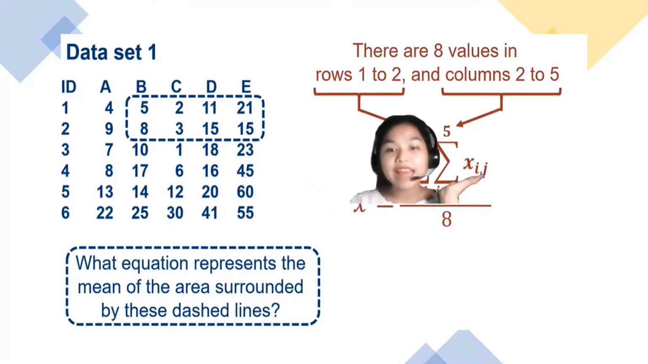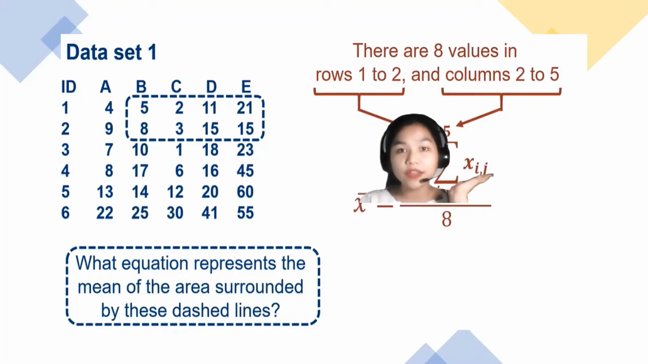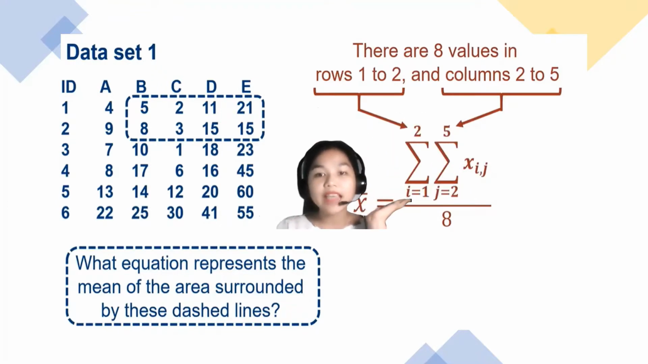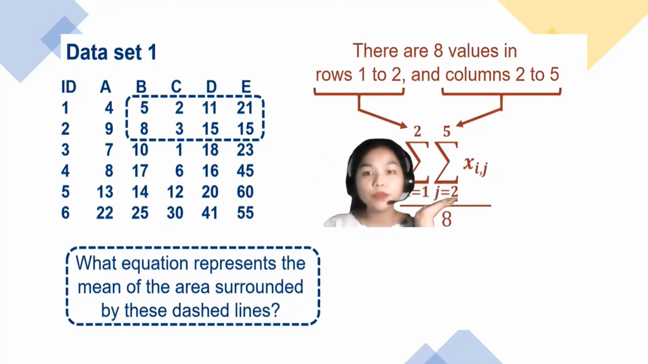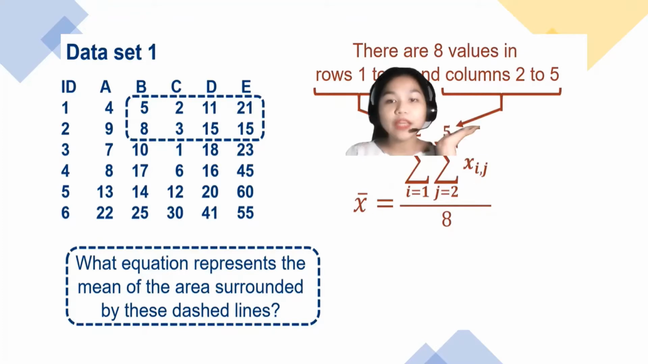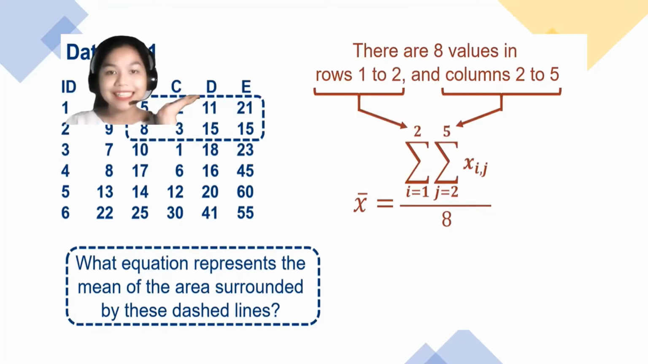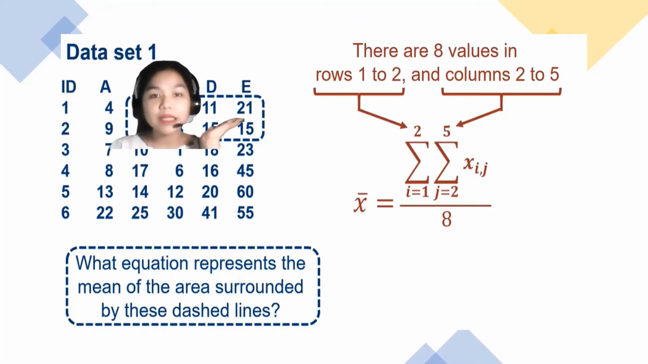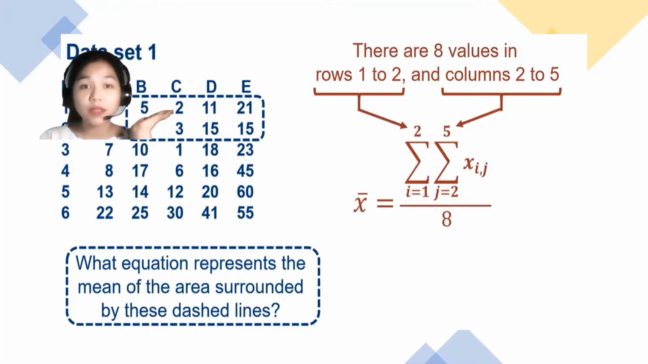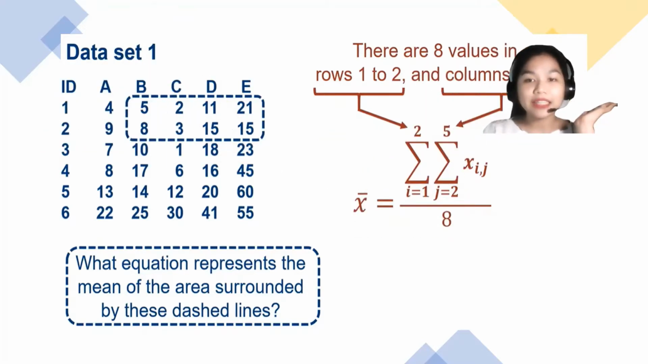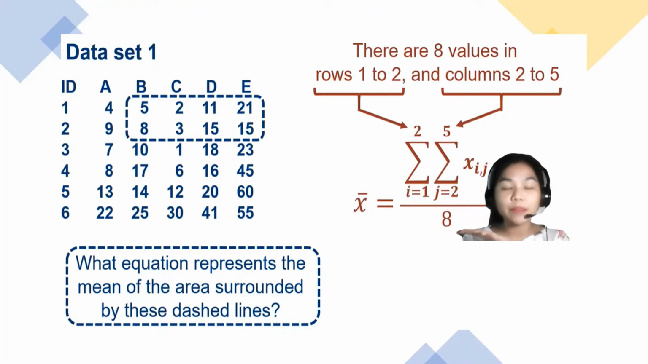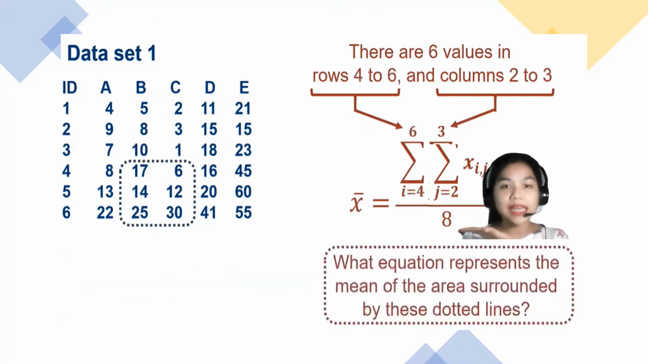Since we are starting with the first row and the second row and the second column up to the fifth column, we will be writing the equation using this one. So summation of xij, again, you could use any other letter aside from i and j, as i goes from 1 to 2 because we are referring to the row, and j goes from 2 to 5. So this is the equation for this data set. Hence, we are after the mean. And to get the mean, we divide the summation by the number of samples, counting from 1 to 8. That's why we need to divide it by 8. So this is the equation that represents the mean of the area surrounded by the dashed line.